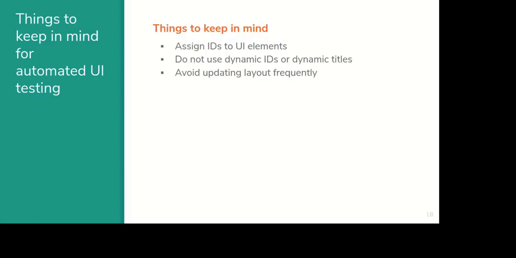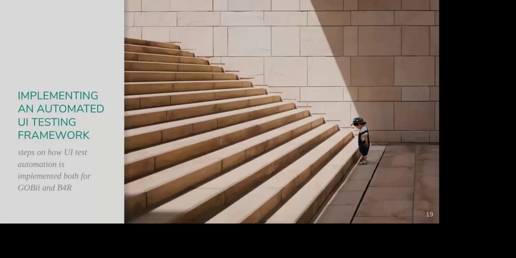We should assign IDs to the UI elements, so it will be the easiest way to locate the elements. And when we change the layout, the identifier of the elements will remain the same. So we have to add an identifier to each UI element, and we should avoid updating the layout frequently. Right.